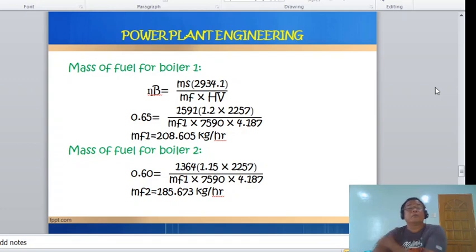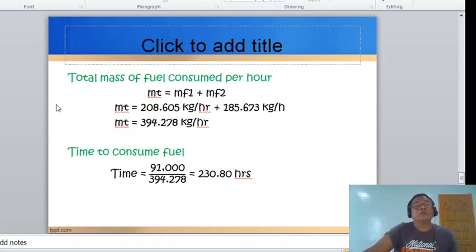Okay, so mass of fuel for boiler 1. Since there are sufficient givens, substituting values into the boiler efficiency formula, the mass of fuel at 1 is 208.605 kilograms per hour. And the mass of fuel for boiler 2, using the same formula with different given values, is 185.673 kilograms per hour. Then computing the total fuel required per hour, that is equal to 394.278 kilograms per hour. And solving for the time to consume the fuel, that is the capacity, 91,000, divided by 394.278 kilograms per hour. So the equivalent time to consume the coal inside the bunker is 230.8 hours.